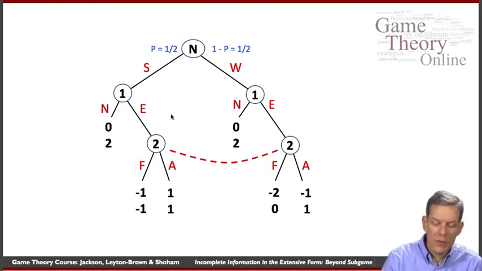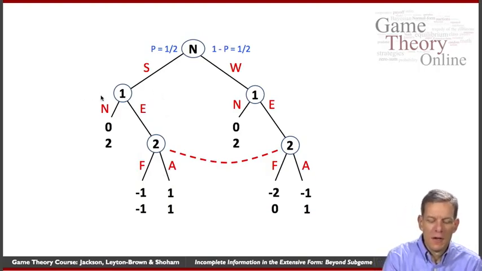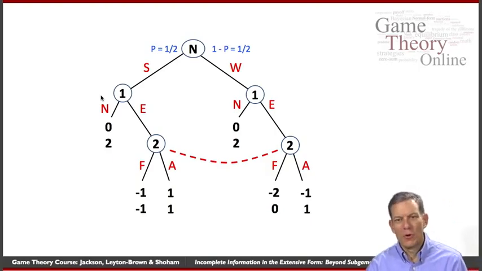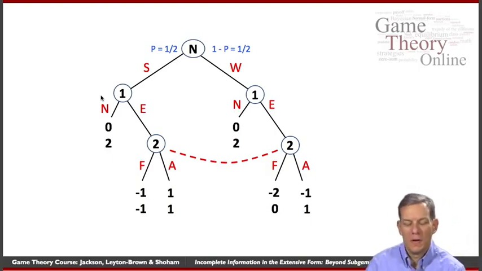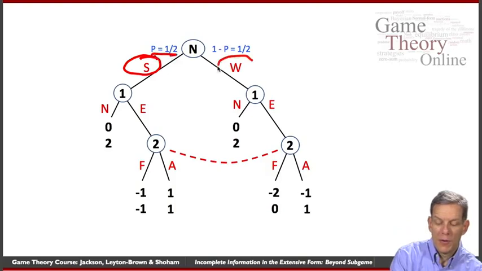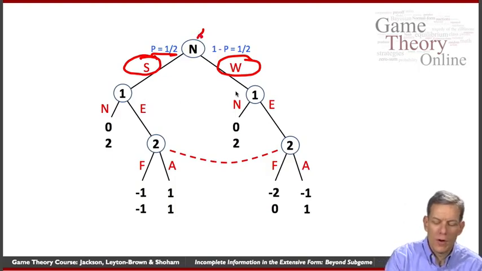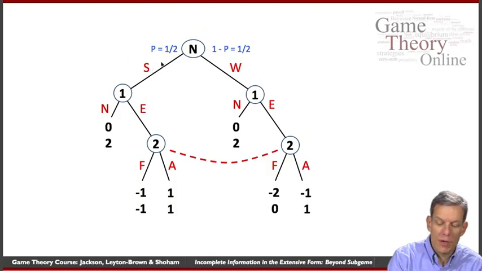And moreover, the incomplete information here is about the strength, how good player 1 is. So they could be a strong player, probability a half, or they could be a weak player. So the node up here is a move by nature. So nature moves first, randomly picks whether player 1 is strong or weak. So with probability a half, they pick a strong player. With probability a half, they pick a weak player.